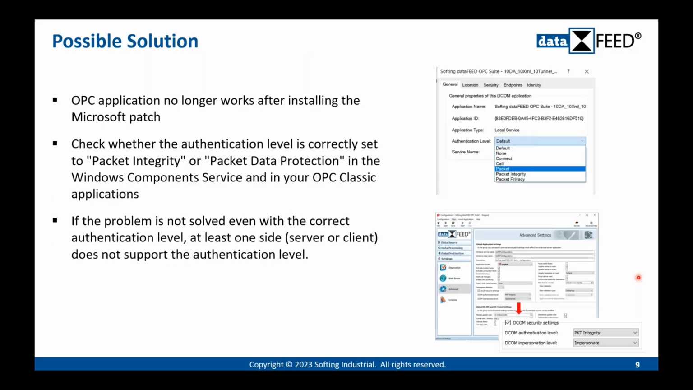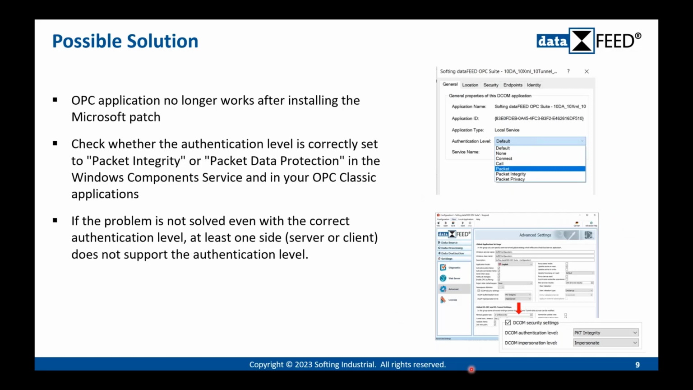Now, possible solutions. If your OPC application no longer works after installing this Microsoft patch, first, please verify if the authentication level is correctly set in the Windows component services and in your OPC Classic application. On the right side, you see this Windows settings window. On this, you can see the authentication level; you must have minimum packet integrity or packet privacy. Otherwise, no communication is possible via DCOM.